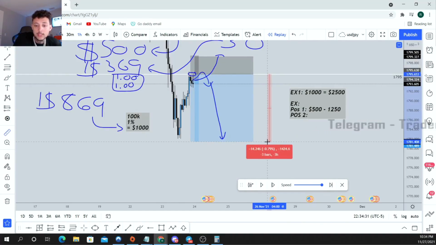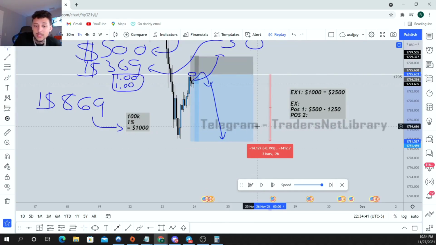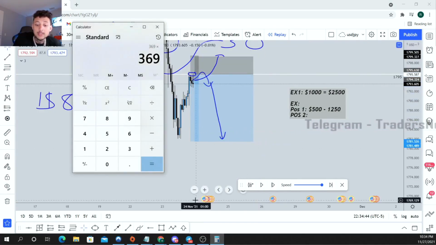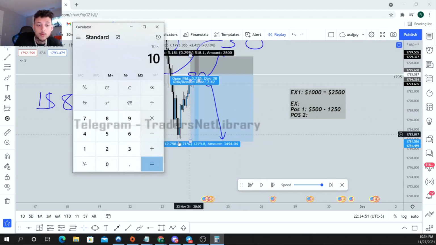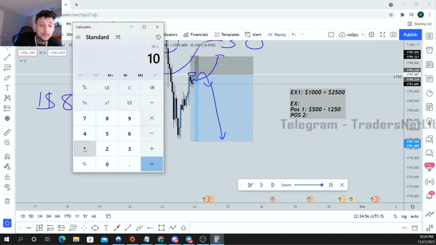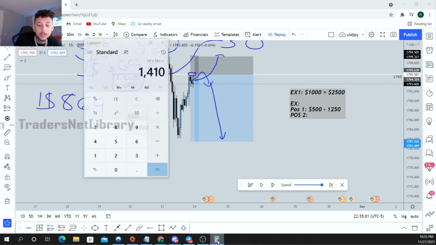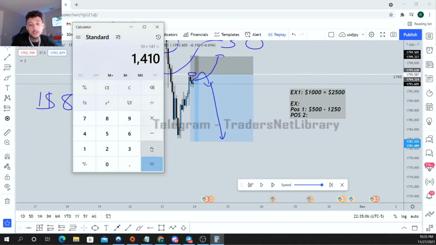But you have to keep in mind, our lot size is exactly the same. So our lot size is going to make us here around an extra $1,400. And that's because the lot size is the same. We're still making $10 per pip. So all you simply have to do is multiply this 10 by your potential reward in pips, which is 141 pips. And that's going to give us a $1,400 gain.